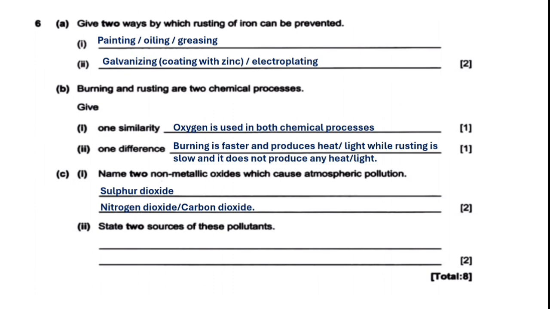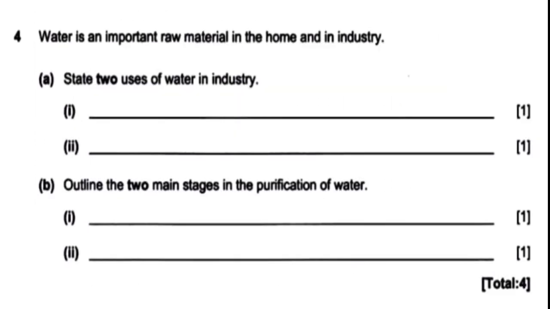State two sources of these pollutants. The same questions, same answers. The sources of pollutants, you can just say burning of fossil fuels, fuels like petrol and charcoal, industrial processes and vehicle exhaust. Alright, let us move on to the next question. And this question might mark the end of the part 1 division.